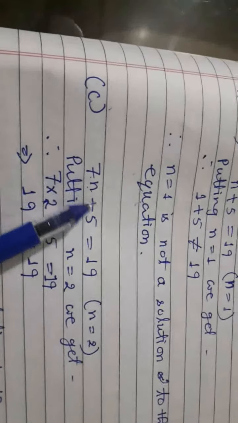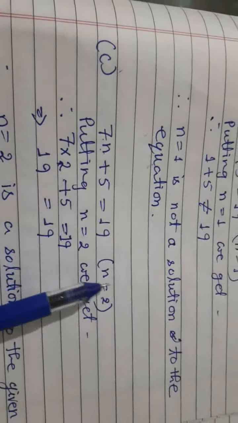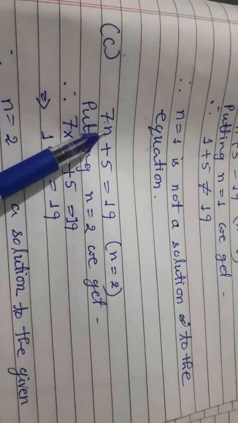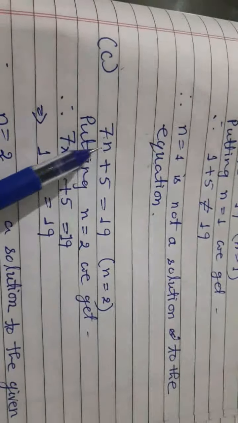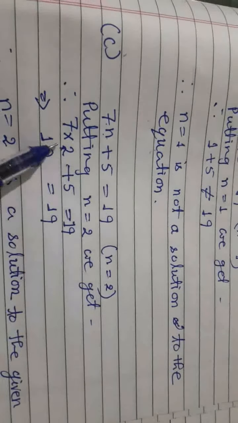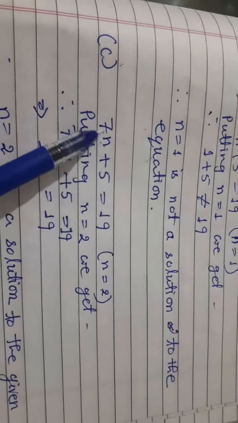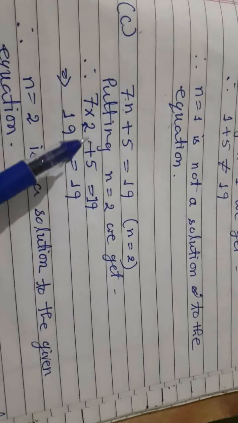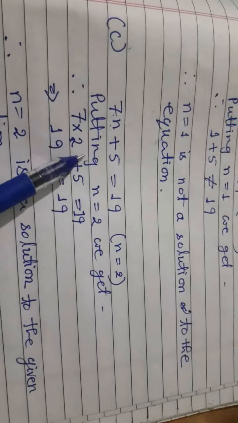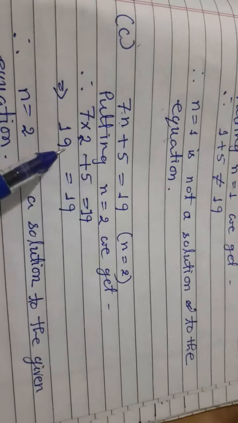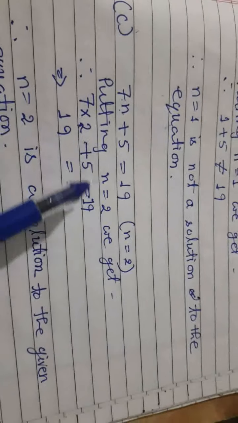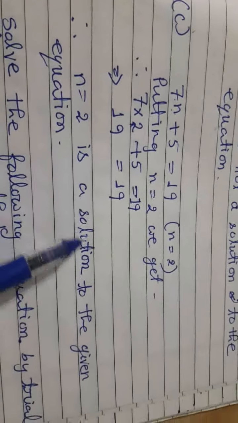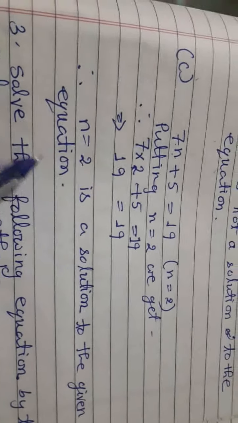Question number C, 7n plus 5 equal to 19, n equal to 2. We put the value 2 in place of n. 7n, with n equal to 2, because there is no symbol between 7 and n, no plus or minus, that means this is a multiplication. 7 into 2 equal to 14, 14 plus 5 equal to 19. That means both the left-hand side and right-hand side are equal. That means n equal to 2 is a solution to the given equation.